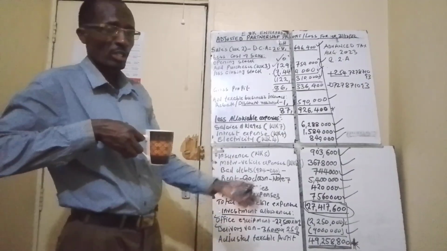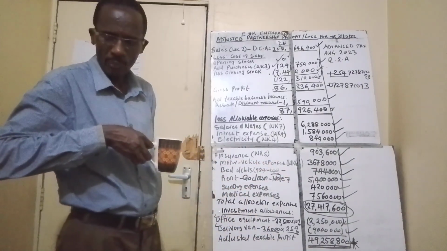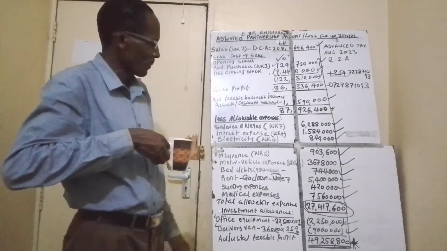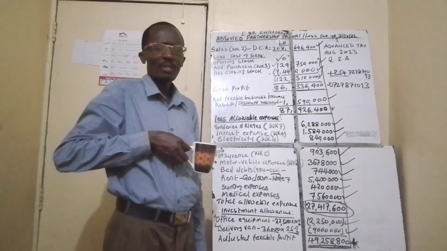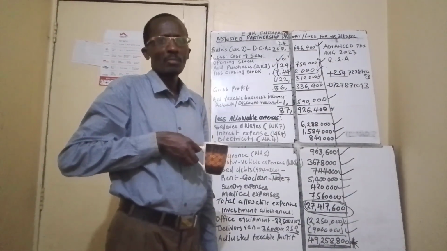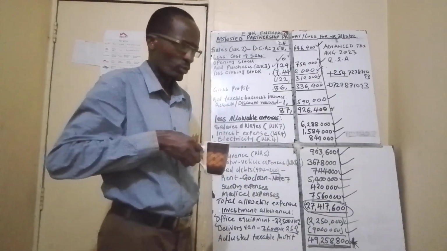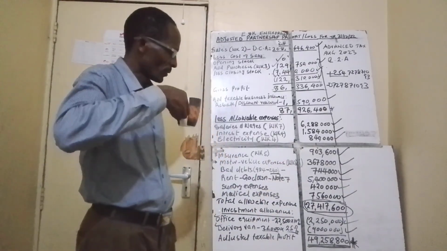The distribution schedule is just in that particular format, but I believe you have no challenge with taxation of partnerships because you have done them at the lower levels. This is just a simple thing.